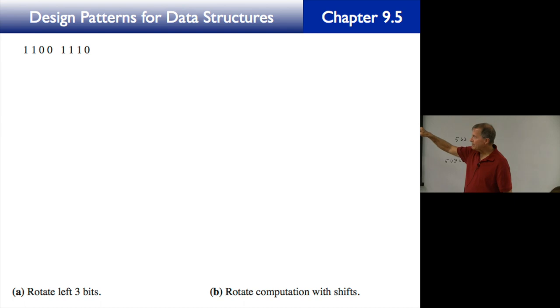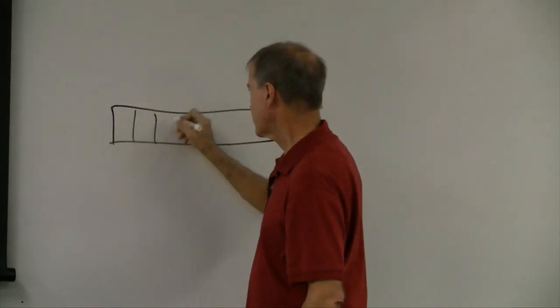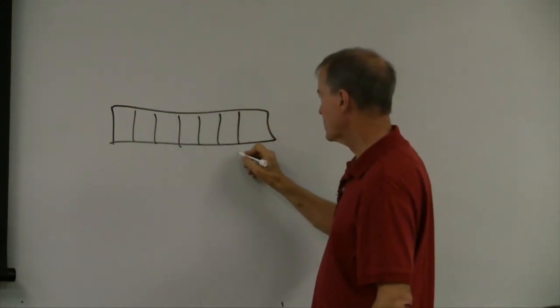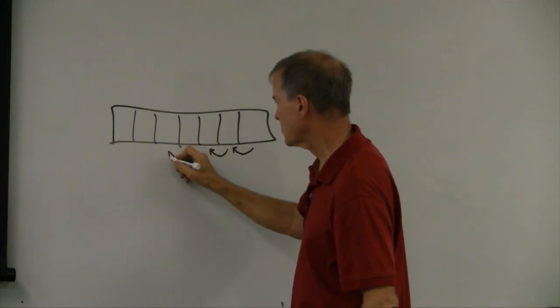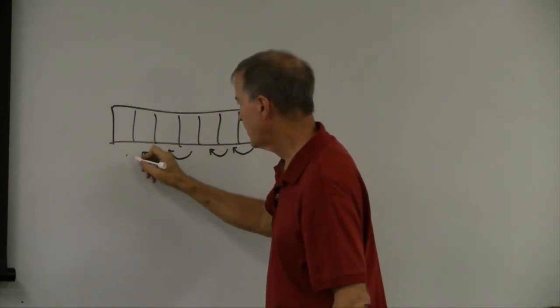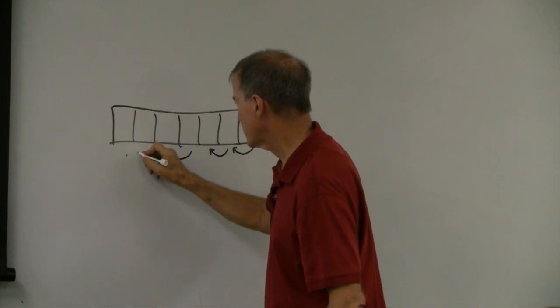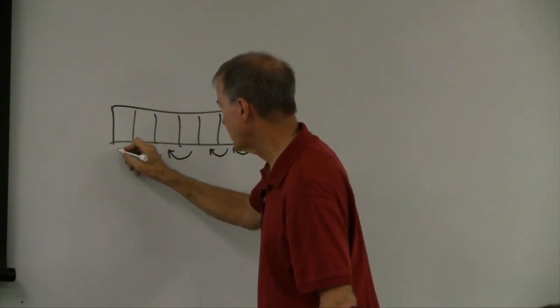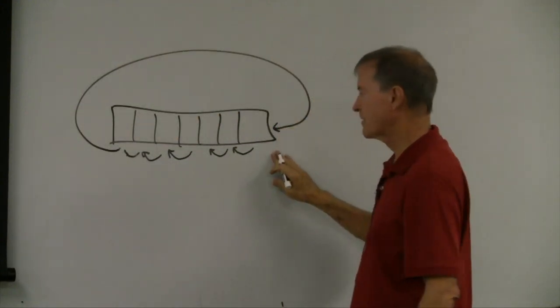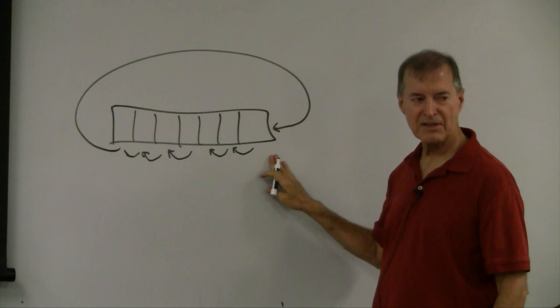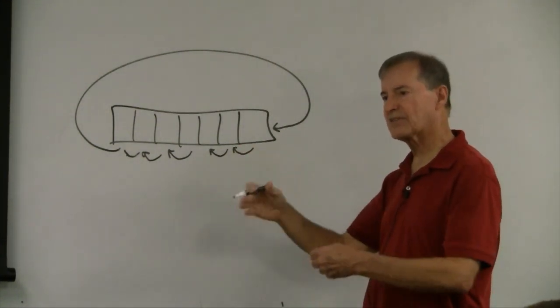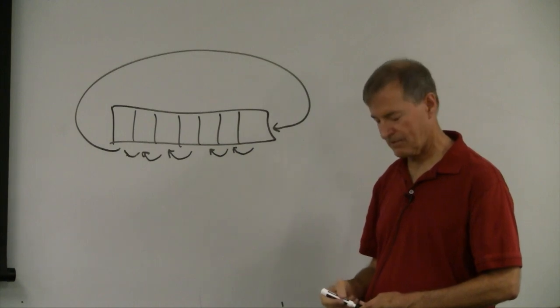Now watch this. Suppose we start with a binary pattern 11001110. Are you with me? And here's what rotate means. Let me just give another little visual here. What it means is this one goes to here, this one goes to here, this one goes to here, this one goes to here, this one goes to here, and this one does what? This one goes to here. Are you with me? So instead of it being shifted out, it rotates. That's what a rotation is.